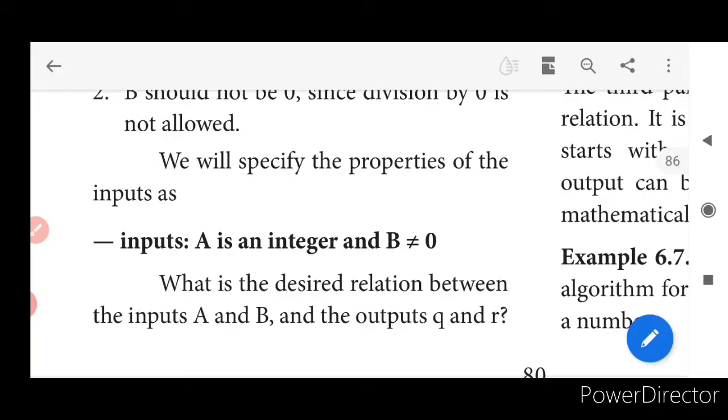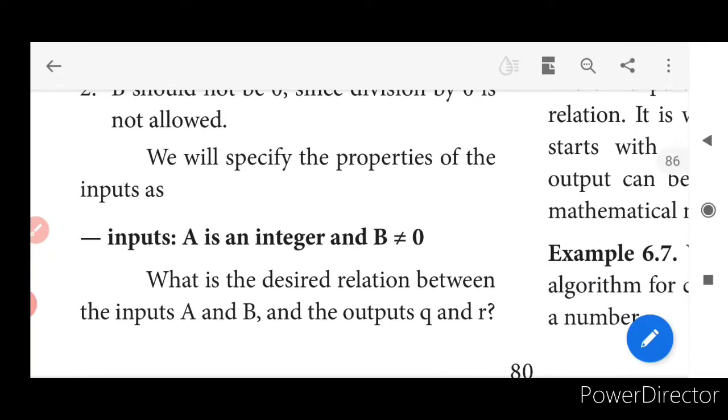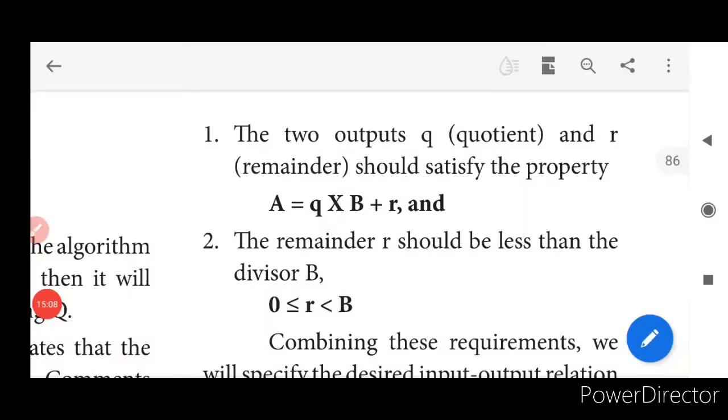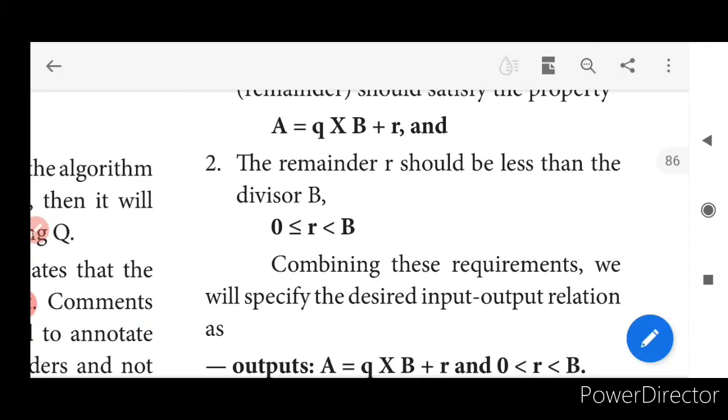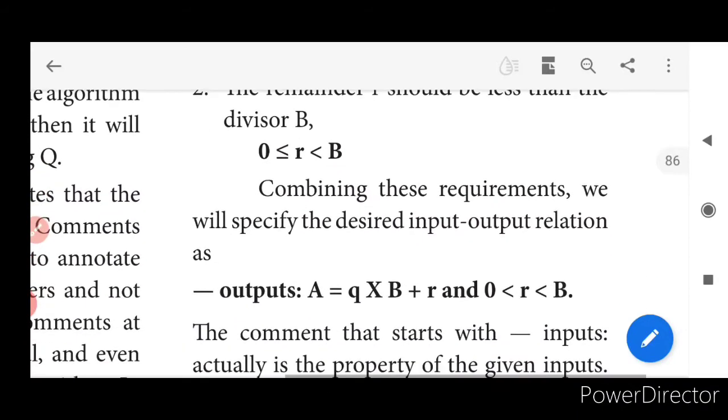Fine. What is the desired relationship between the inputs and the outputs q and r? The two outputs q and r should satisfy the property a is equal to q into b plus r, and the remainder should be less than the divisor b. So 0 is less than or equal to r, which is less than b. Combining these requirements, we will satisfy the desired output relation.